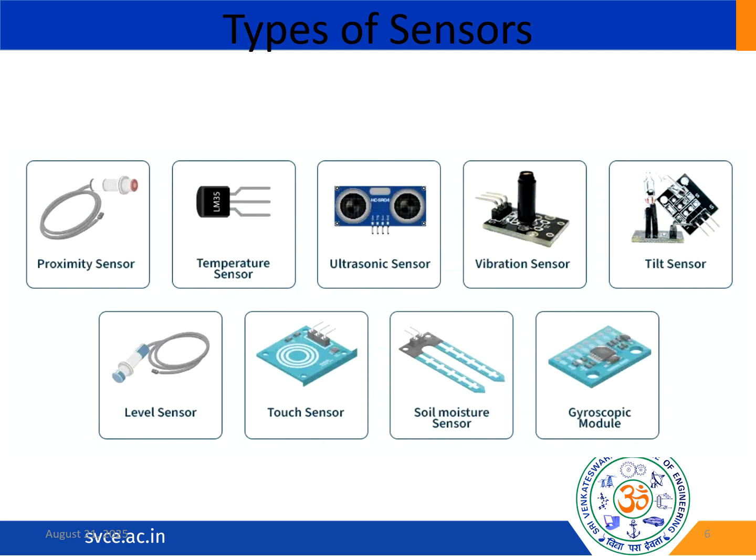So next we'll move on to the types of sensors. Here we have the diagrams for the different types of sensors. So we have different types. First we'll see what is meant by proximity sensor.